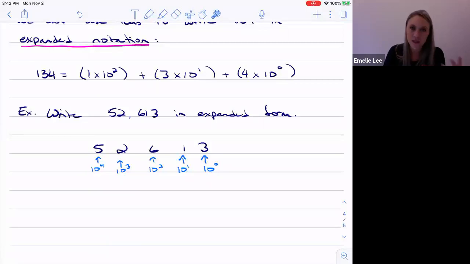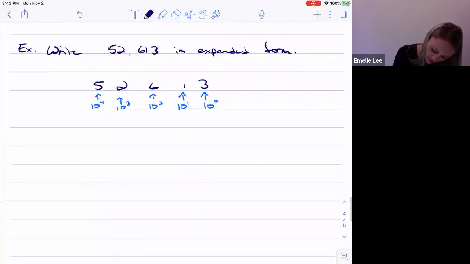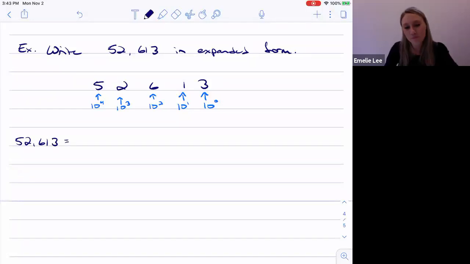But you should always start with your largest number, even though we kind of started at 10 to the power of 0. Otherwise, I get kind of tripped up, right? 1, 2, 3, 4, 5, but because I've got 0 here, my highest power of 10 is going to be 4. That can get confusing, right? And so that's why I start on the right-hand side and work my way to the left. Okay? So in expanded form, we get 52,613 is what I meant to say.